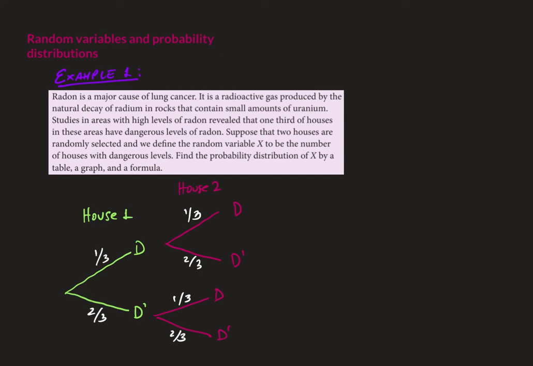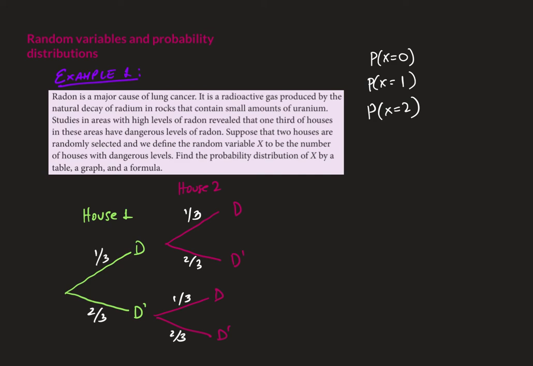It is the number of houses with dangerous levels. So looking at the tree, I can have three possible outcomes. One of them is that none of the houses has dangerous levels. Then the other option is maybe one of the houses. And then the other option is that maybe both houses. And there are no other possible outcomes. It has to be 0, 1, or 2 houses.